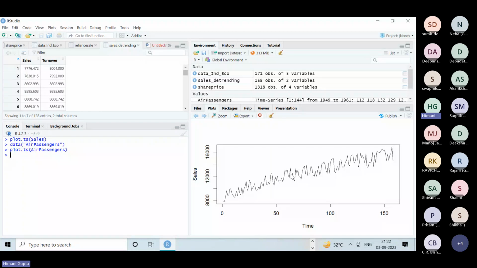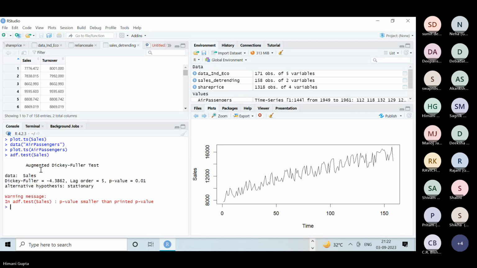That means this is my non-stationary series. Let's check it with adf.test on sales. This is stationary, but we still have to remove the trend. Data is stationary, but the trend is there. I have to remove it, because if I put a straight line, it won't come to 0. So let me remove the trend now. Your data should be stationary without any trend. As I told you, we should not have moving data, so we have to make it constant.